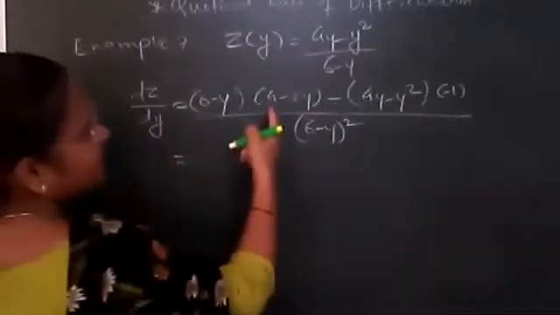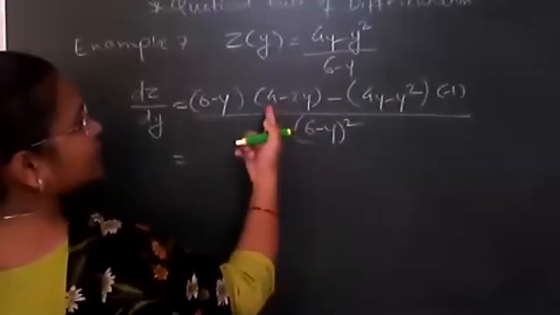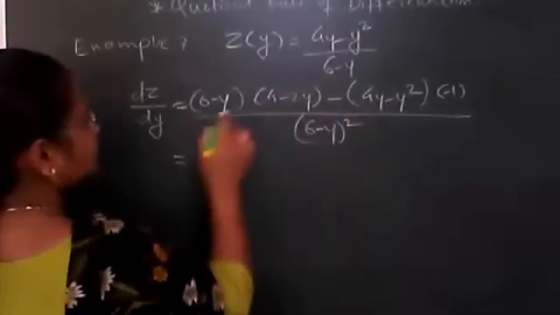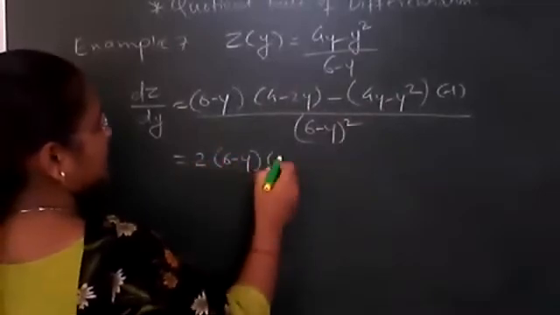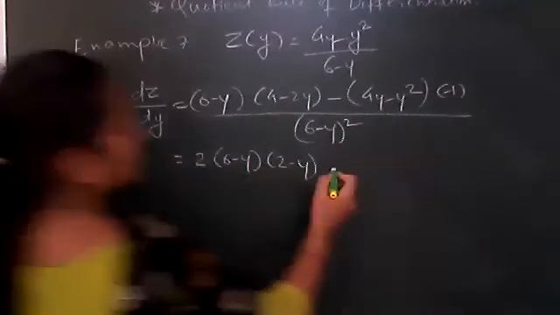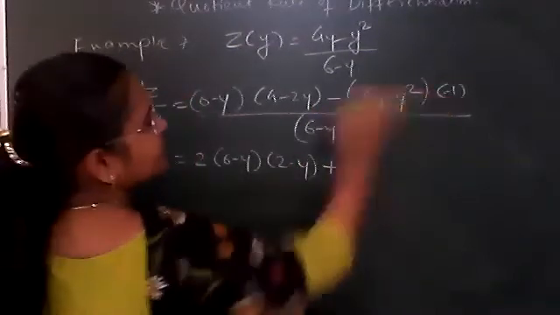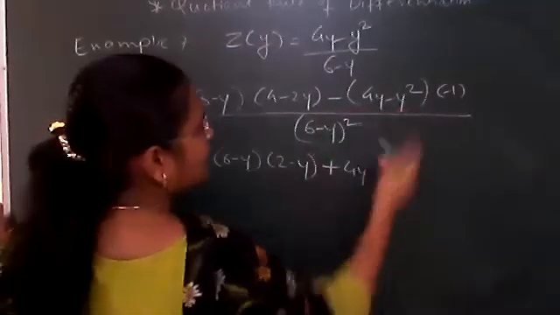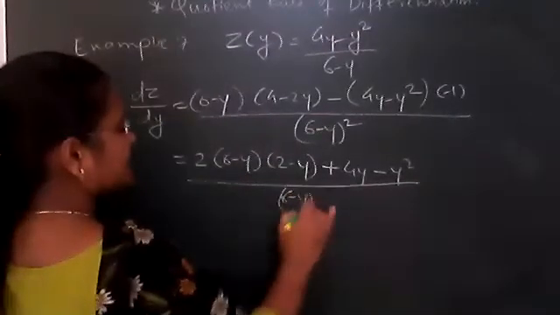So now here we can multiply inside. 2 you can take out, it will be 2 minus y. Here, okay, we'll solve it. 2 into (6 minus y) into (2 minus y), minus plus. If plus is there, minus 1 into minus will be plus, so plus 4y. Plus into minus will be again minus y square, whole thing divided by (6 minus y) whole square.